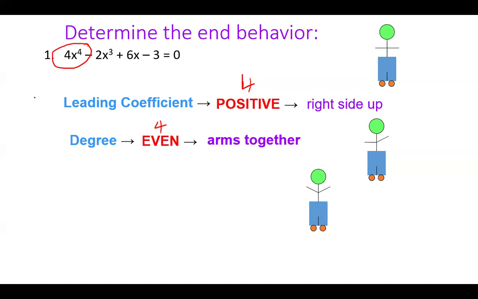This is how we do our work to lead up to our answer. This is not your answer. Does that make sense? Your answer is when you write it in a mathematical sentence describing what's happening to your end behavior.